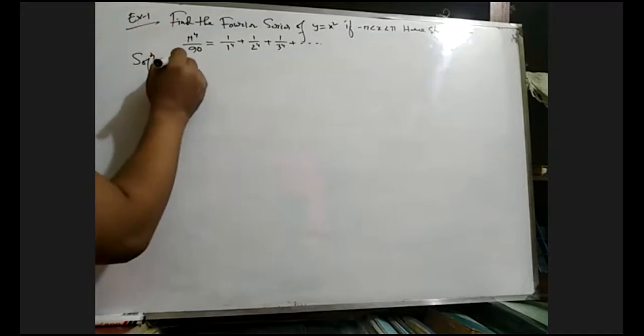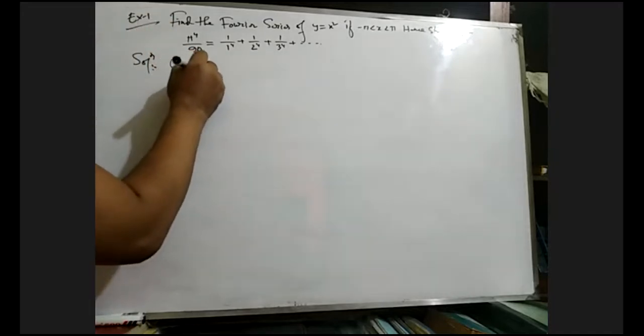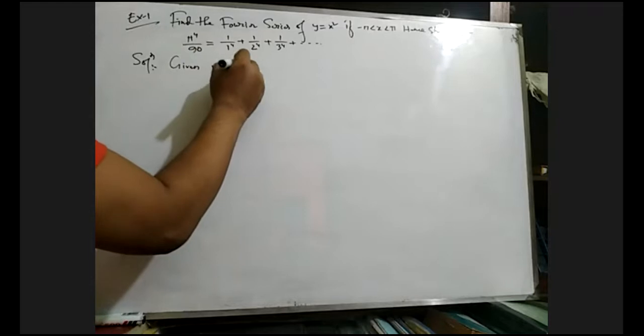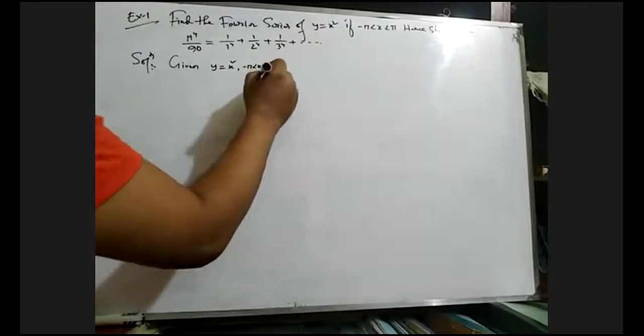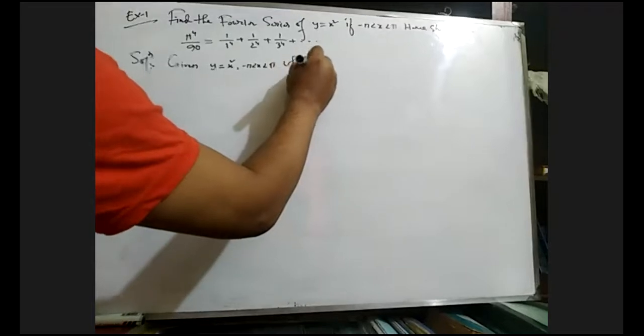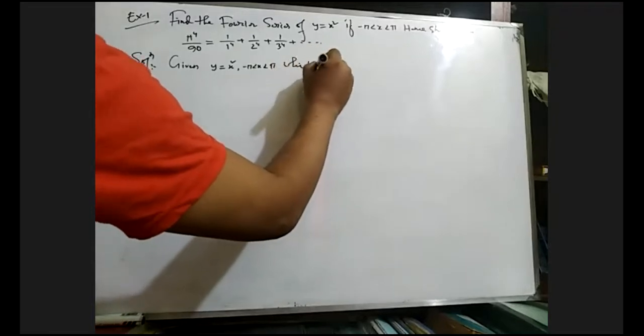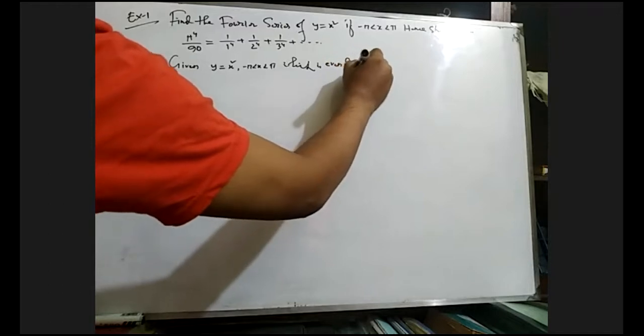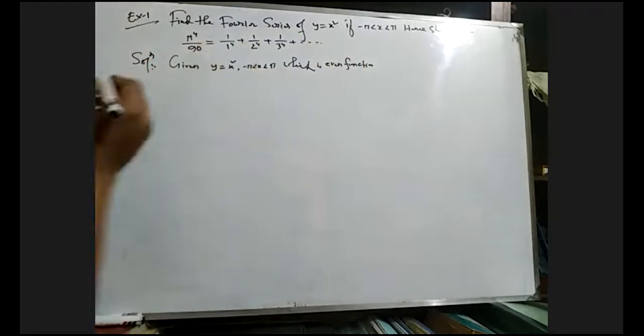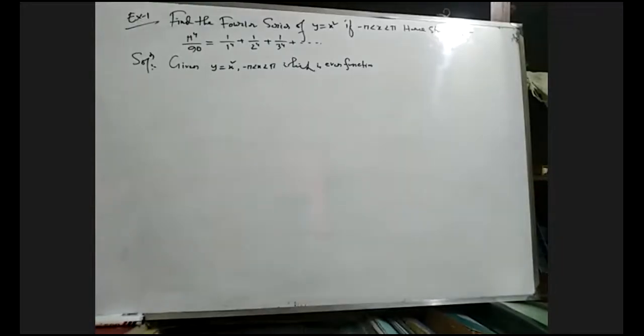So the given function is y equals x square, with minus pi less than x less than pi, which is an even or odd function? Even function. Okay, you remember this. This is the even function.